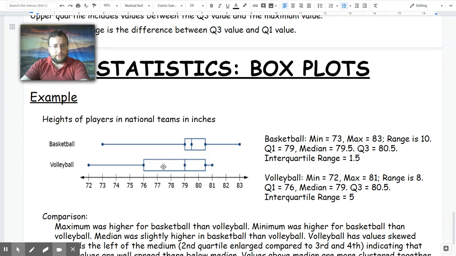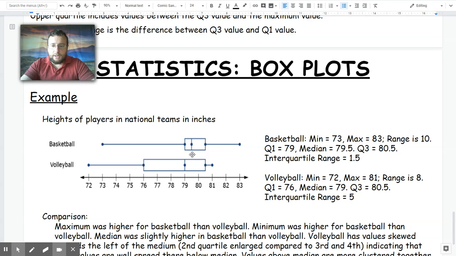So the fact that it's not evenly distributed, the quartiles are not all the same size, means that the average and the median are definitely not going to agree. If you look at this example, by the way, you can actually pull out the numbers from it. You see how the basketball minimum is 73, while the maximum is 83, which means the range is 10.